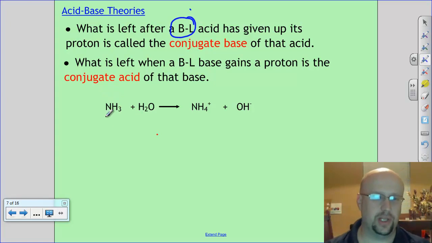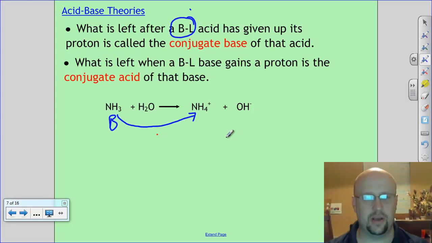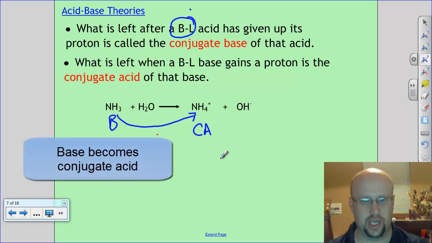So just real quickly here, this ammonia we know is a base. The base, this NH3, gains a proton. That's what makes it a base, right? That it gains a proton. And what it becomes on the other side is its conjugate acid. The base turns into the conjugate acid.